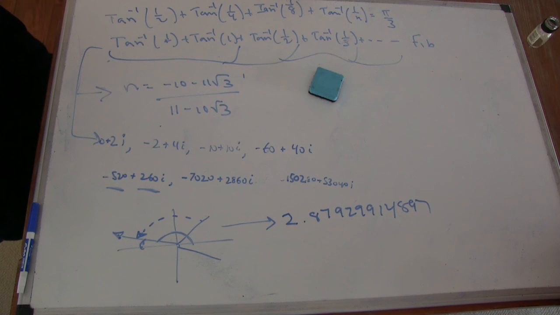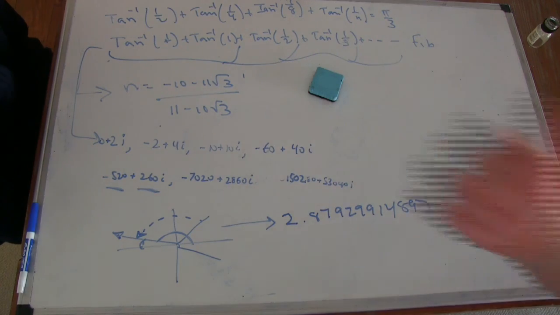Unfortunately, it would have been fun if this was a nice number, but we couldn't find any number that looked nice. It wasn't any nice rational multiple of pi or anything. But still, it was cool. That was a neat question to look at. All right, good work, guys.